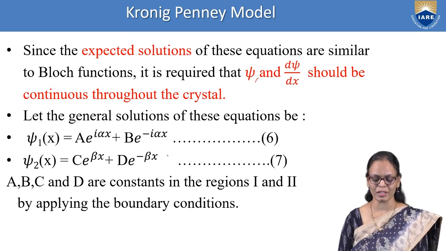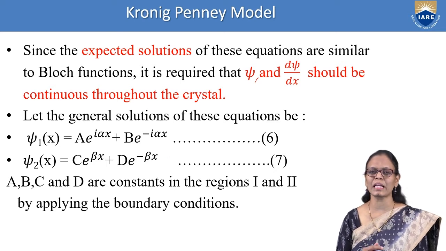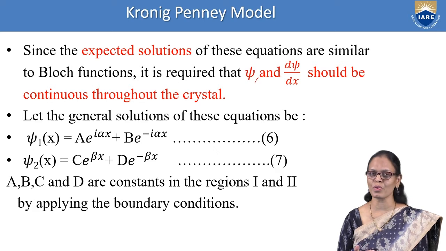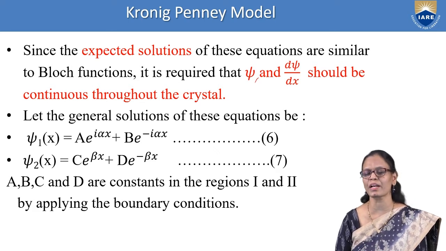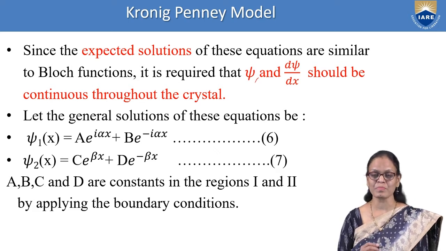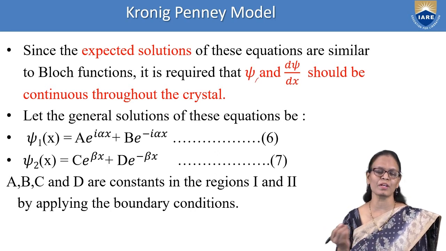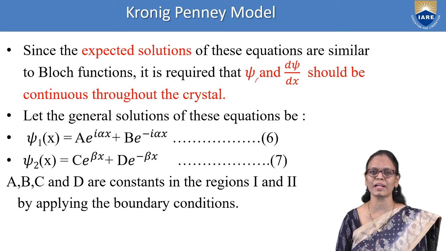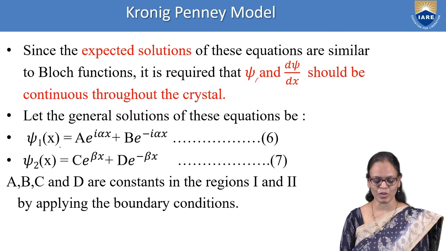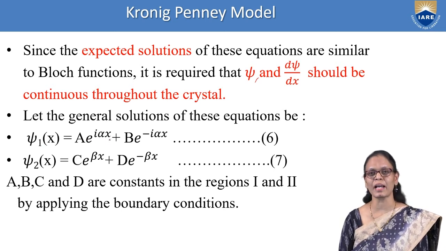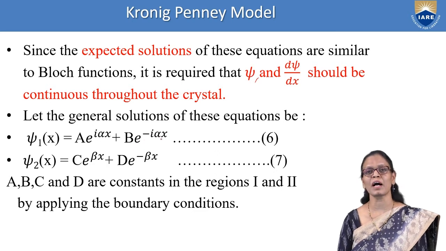Of course, from here, you may not need the derivations in your curriculum, but for those who are interested in understanding how we are getting the final expression, I am just putting some equations which you may understand, or you may leave them, because in case you have to write, you are not expected to write them. So what are the solutions of these equations? Psi 1 of x is equal to a e power i alpha x plus b e power minus i alpha x. This is for region 1.